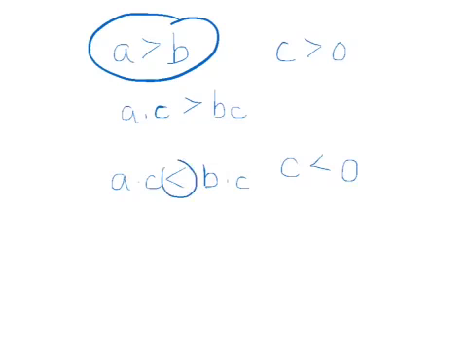Let's see what that looks like in terms of some real-life examples. If we have 4 is greater than 3, which is a perfectly true statement, then if we pick 2, because 2 is greater than 0, so we're using a positive number, then 2 times 4 is greater than 2 times 3. And that's true because 8 is greater than 6.